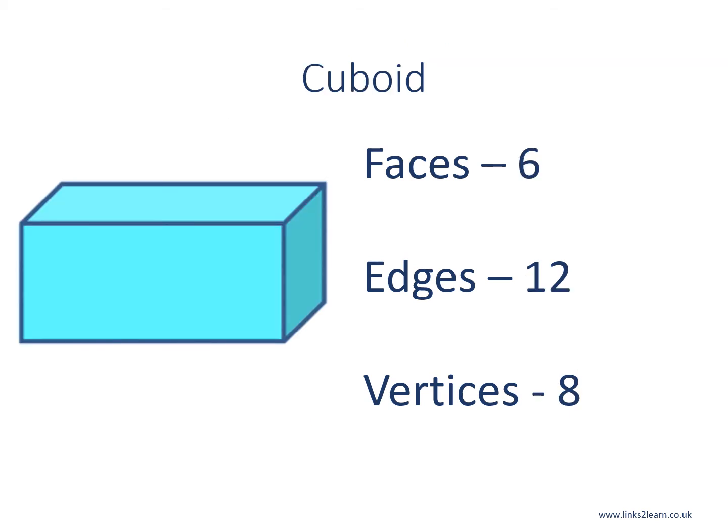So here we've got the cuboid. You'll notice the properties are exactly the same as the cube: we've got 6 faces, 12 edges and 8 vertices. The only difference being that the faces are made up of different 2D shapes. So the cube is made up of 6 squares. Here we've got the cuboid made up of 2 squares and 4 rectangles around.